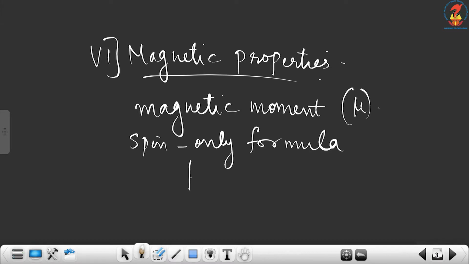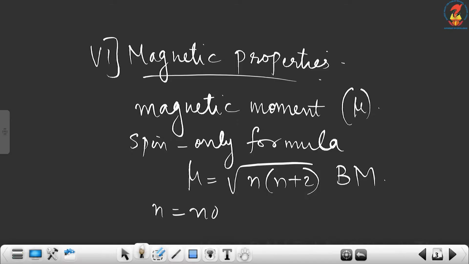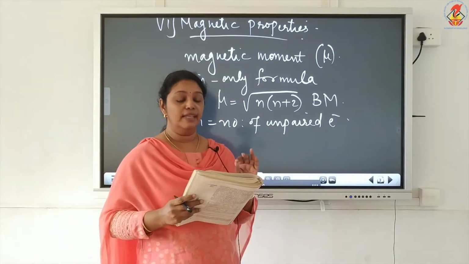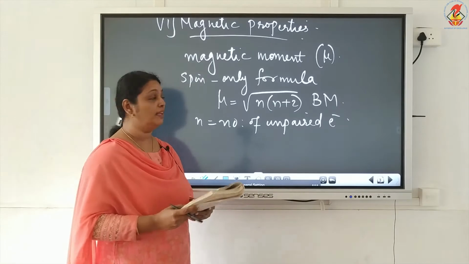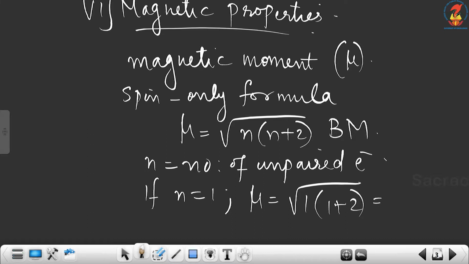And what's the formula to calculate the magnetic moment? Mu is equal to root of n into n plus 2 BM. BM stands for Bohr magneton, and small n is the number of unpaired electrons. For a single unpaired electron, n is equal to 1, so the magnetic moment mu is equal to root of 1 into 1 plus 2, which is equal to root 3, which is equal to 1.73 Bohr magneton.